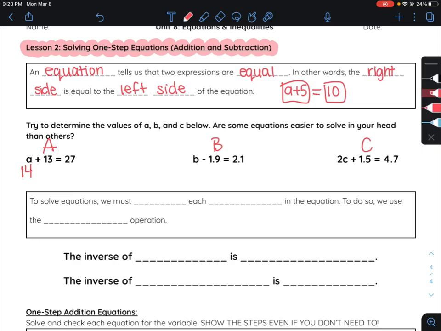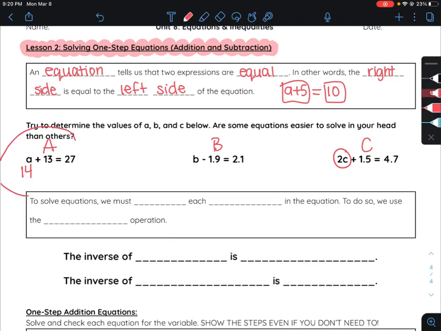So for C, you have to visualize multiplying C by 2 and then adding 1.5 to get the 4.7, which is definitely more complicated than this one over here where we can just say, oh, well, 14 plus 13 is 27. So to solve equations, there's a process.